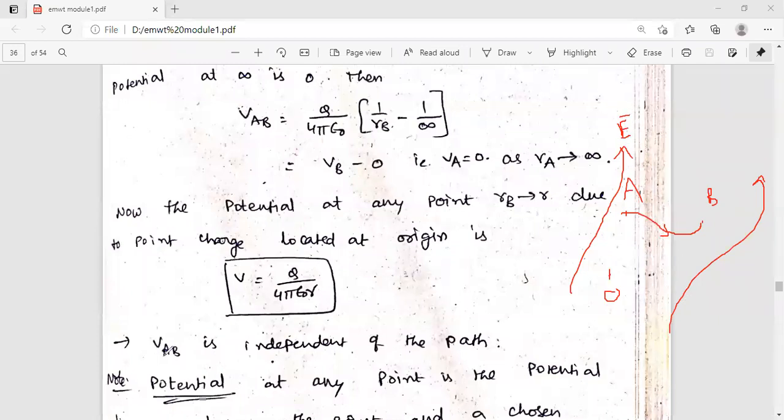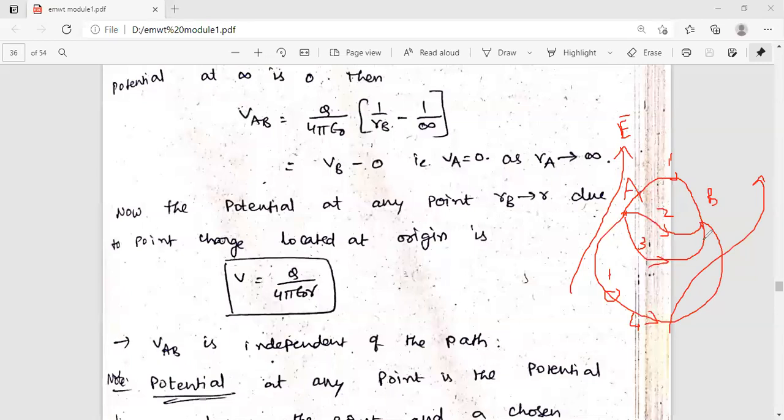Now read this statement: VAB is independent of the path. What is the meaning of this? Suppose there is another path like this, VAB. There is another path, VAB. There is another path, VAB. Whatever may be the path, I am numbering these paths 1, 2, 3, 4. So either path 1 or path 2 or 3 or 4, whatever may be the path, always the potential will be the same. This is independent of the path taken.